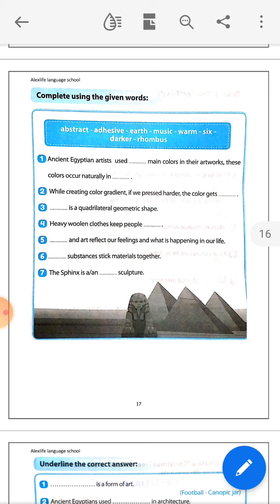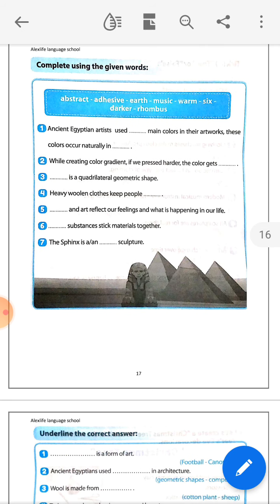Complete using the given word. Ancient Egyptian artists used 6 main colors in their artworks. These colors occur naturally in earth. موجودين في الأرض. While creating a color gradient, if we press harder, the color gets what? Darker. طيب لو عملناها بقى العكس, the opposite, it will get lighter.